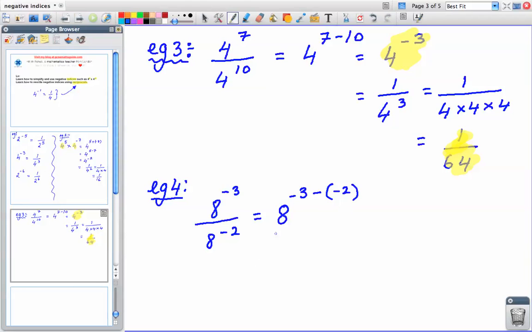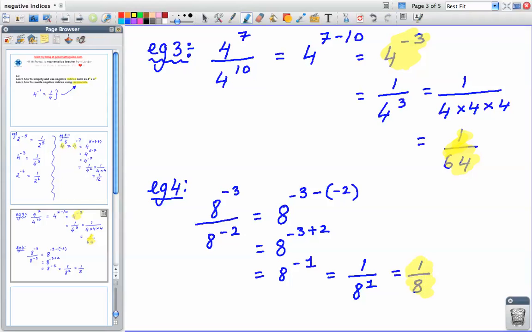Alright, now I know for a fact when I have a minus and a minus, it becomes a plus, so I can say that it's the same thing as 8 to the power of minus 3 plus 2, and minus 3 plus 2 gives me 8 to the power of minus 1. And again, going back to our first example, when we have negative powers, we can rewrite it using the reciprocal. So we can say that it's the same thing as 1 over 8 to the power of 1. And 8 to the power of 1 means that it's just 8. So my final answer is 1 over 8. And ta-da, there's your answer.